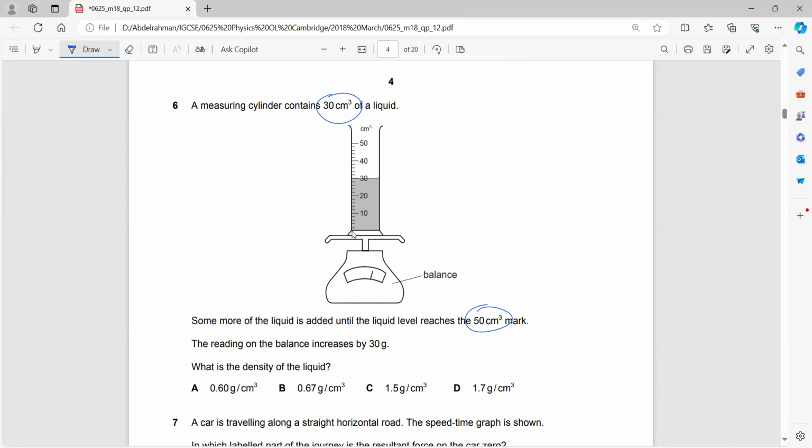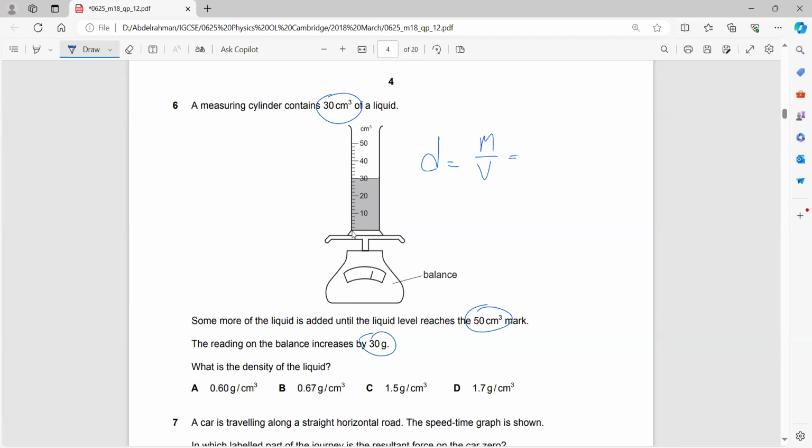The reading on the balance increases by 30 grams. Again, how should you solve this question? Density equals mass over volume. Or we can just say that it's the difference in the mass over the difference of the volume, the increase in the mass over the increase in the volume.